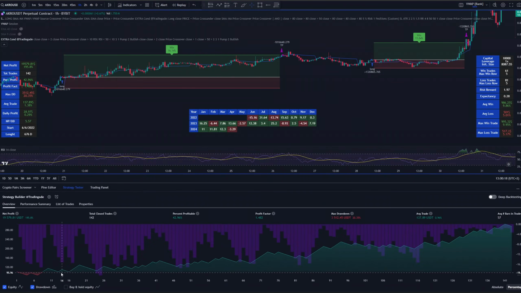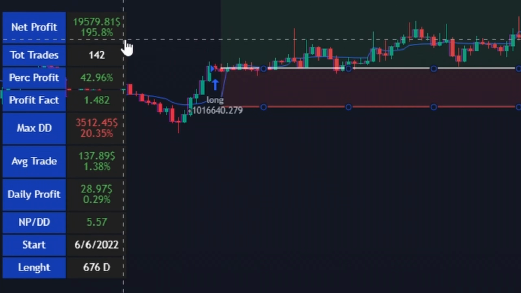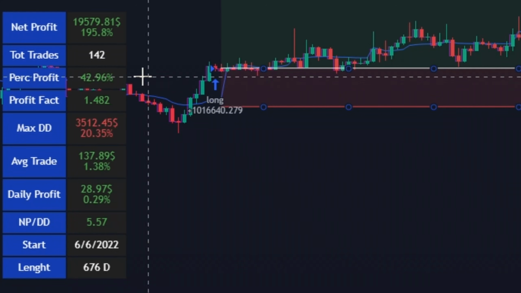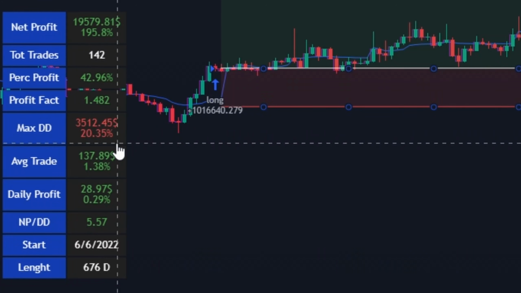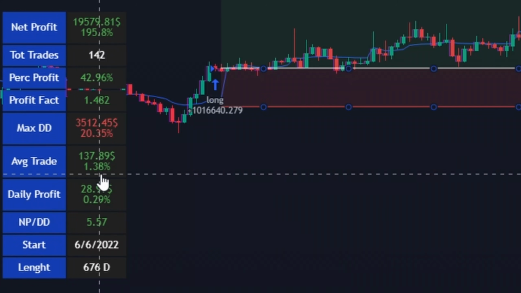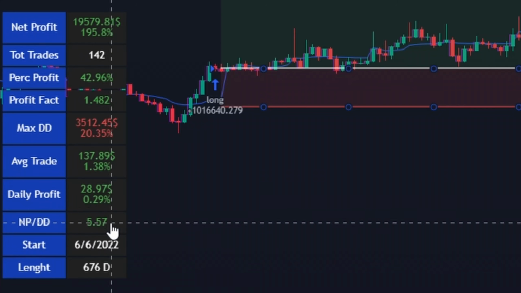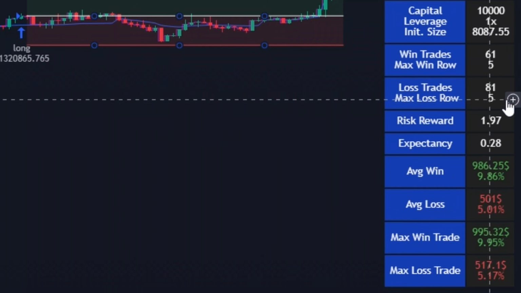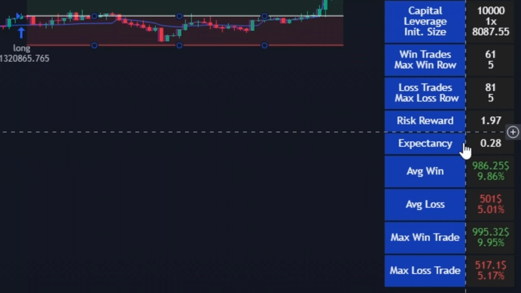As you can see, the equity is really interesting, even though in the first phase we have a little drawdown. Net profit 195%, 142 total closed trades, 42.96 win rate, profit factor 1.48, 20.35% max drawdown, 1.38 average trade, daily profit 0.29%, net profit / drawdown 5.57, risk reward of 2, max win row 5, max loss row 5, expectancy 0.28, which is not really high, but still interesting.